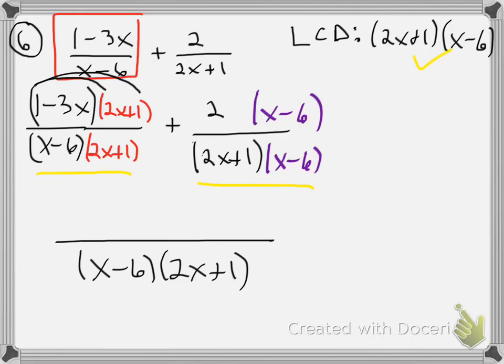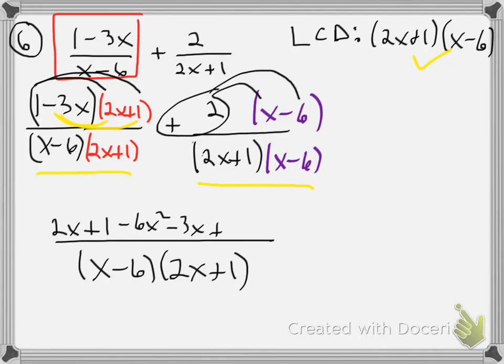So 1 times 2x is 2x. 1 times 1 is 1. Then I'm going to have to do the same thing here. Negative 3 times 2x and negative 3 times 1. So negative 3 times 2x is negative 6x squared and negative 3x. And then I'm going to go to the other side. It's a plus 2 times this and plus 2 times that. So that's 2x minus 12.